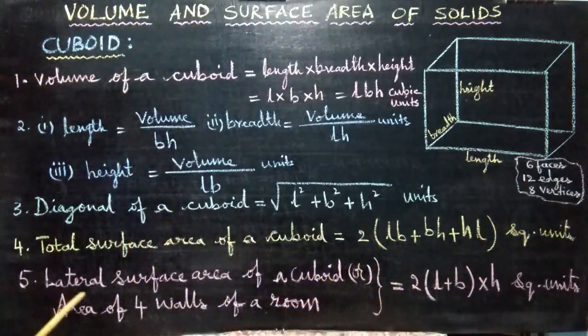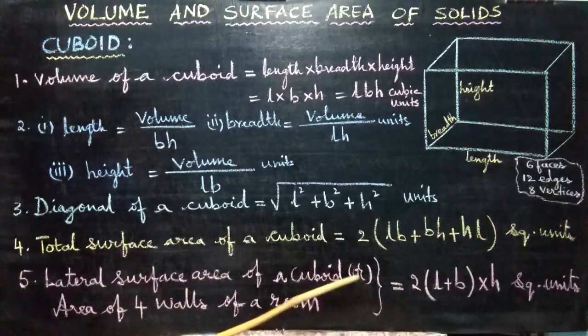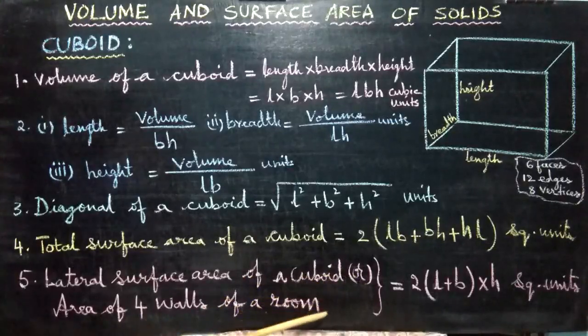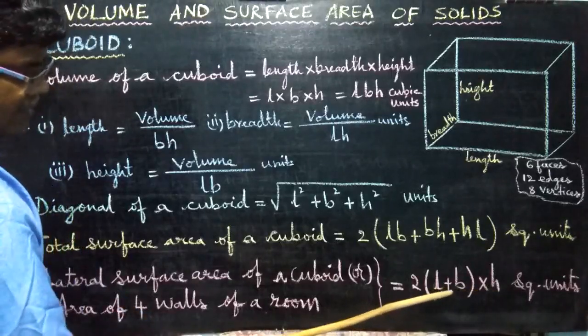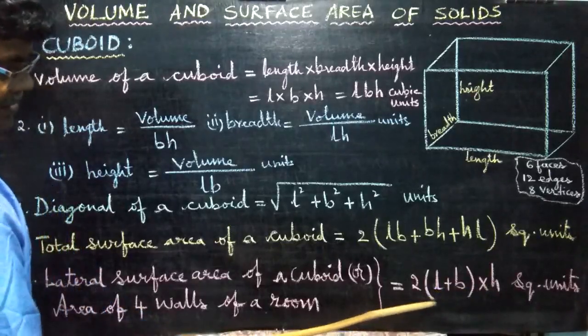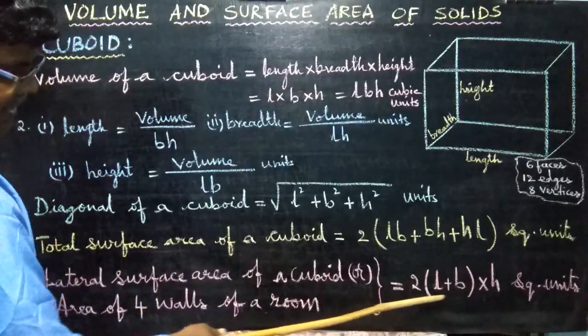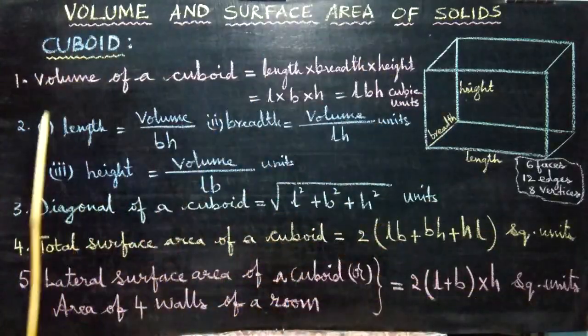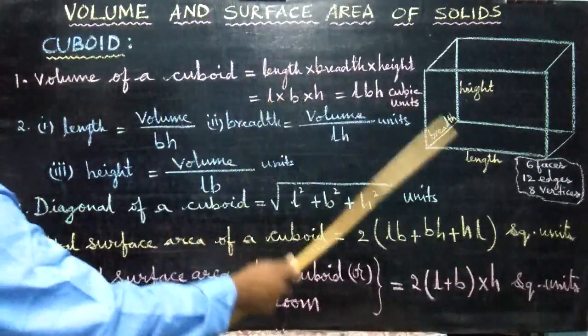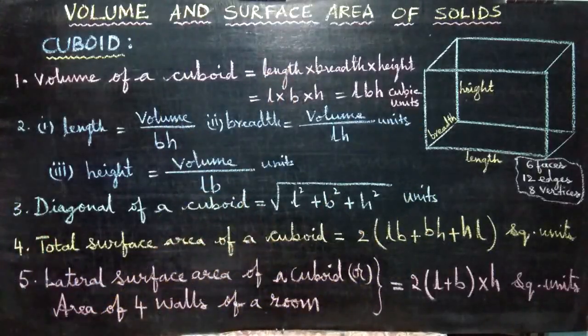Next, fifth one, lateral surface area of a cuboid, or area of 4 walls of a room. The formula is 2 into (L plus B) into H. This is already perimeter into height. Here we are multiplying unit into unit, so square units will come. So these are the formulas of cuboid. If you know these formulas thoroughly, then we can do volume of cuboids very easily. So read, learn and learn by heart carefully.